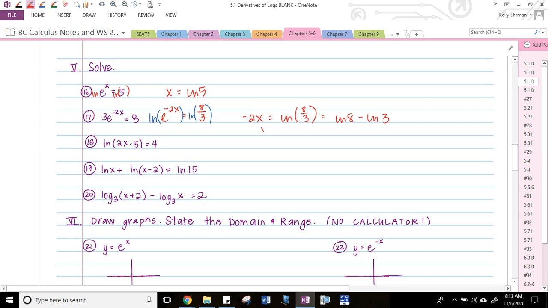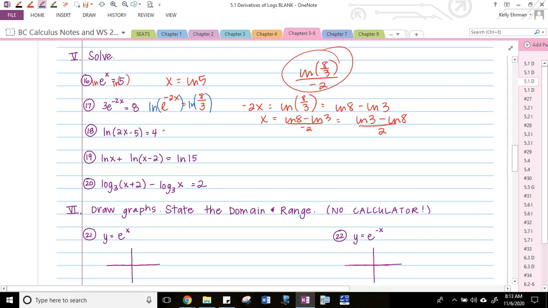And then finally, x would be equal to either natural log of 8 minus natural log of 3 divided by negative 2, or more likely, if you distribute the negative, you can flip this around: natural log of 3 minus natural log of 8 divided by positive 2. So it could also be natural log of 8/3 divided by negative 2. So there are lots of ways your answer might show up. You just have to be able to manipulate and find it.